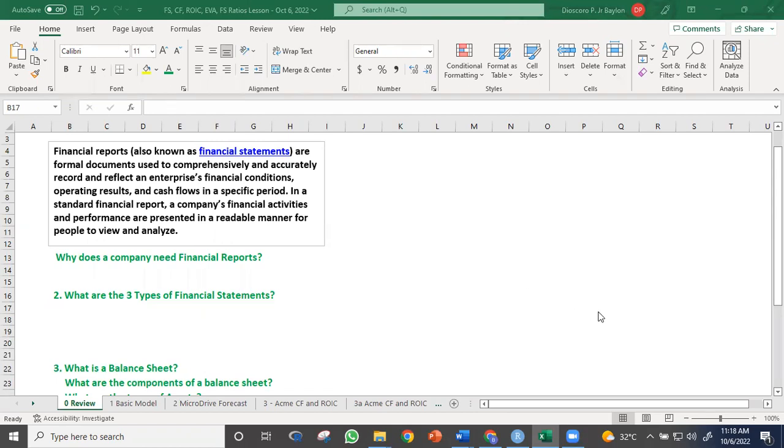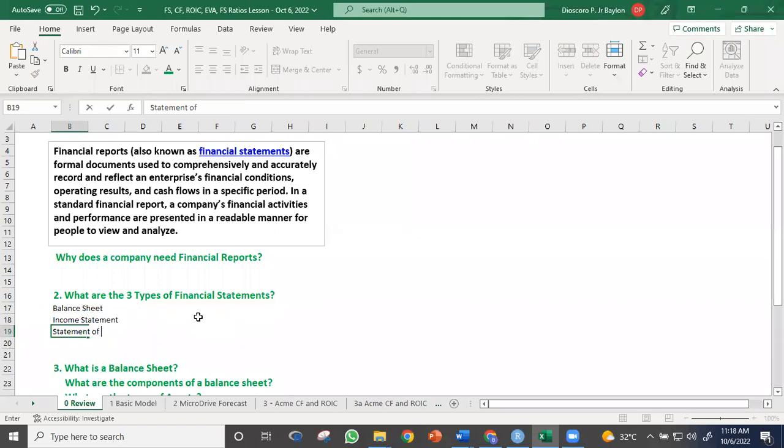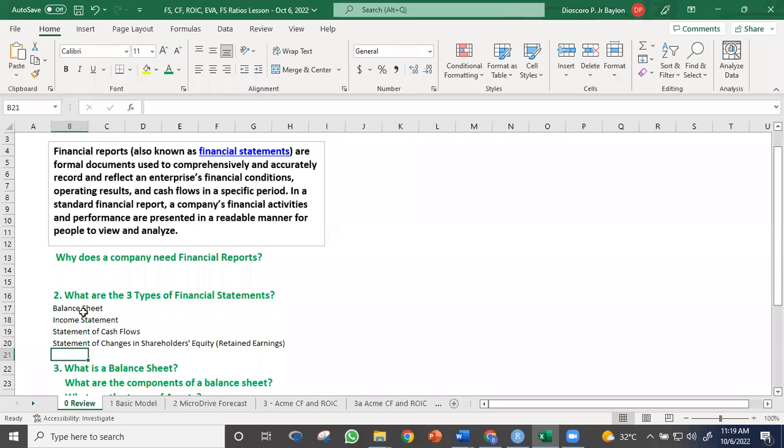Some would also include the statement of changes in shareholders' equity, so let me just write that. You have your balance sheet, your income statement, your statement of cash flows, and some include the statement of changes in shareholders' equity, or some would say changes in retained earnings. So these are the three basic types of financial statements. I just added the statement of changes in shareholders' equity.